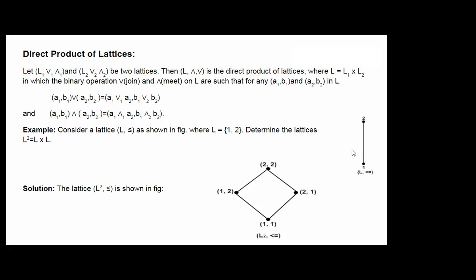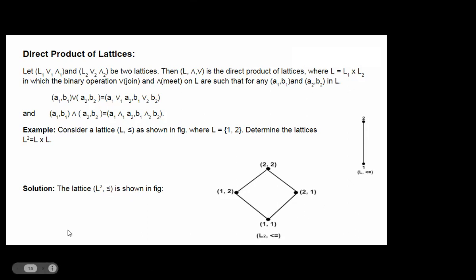Okay, this L lattice is taking product with itself. So what it will come as L square, and operation is less than or equal to. It is as shown in figure. This is the answer figure. You can see, this is the question figure, 1 and 2. It is the lattice, and this is the answer figure.